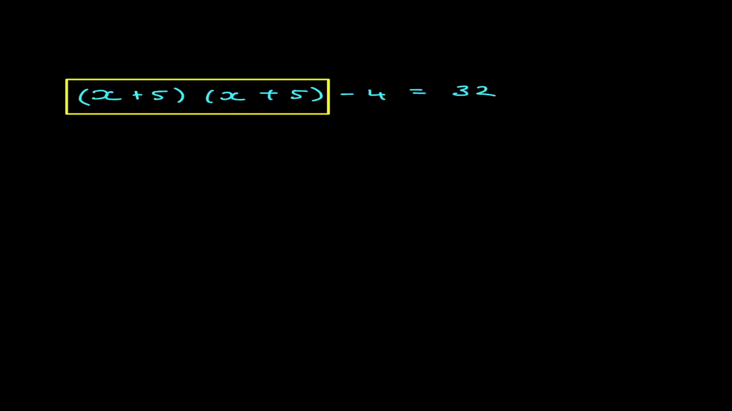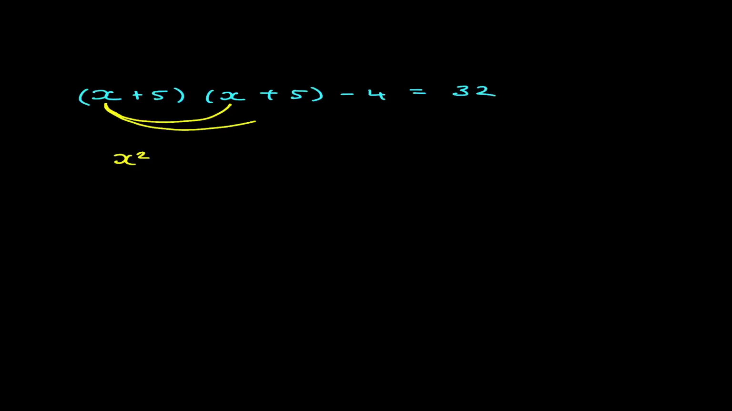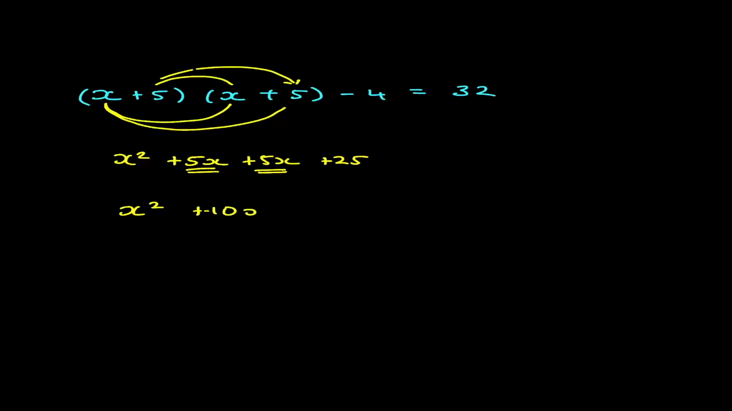And I like to draw in the arrows to show what I'm doing. It's a good idea because it helps you remember the steps. So you're going to do that times that first, which is x squared, then that times that, which is positive 5x, that times that, which is positive 5x, and that times that, which is positive 25. And then you've got like terms here. A lot of you could probably do this in your head straight away. So you would get x squared, 5x plus 5x is 10x, plus 25. So that is what this part is.